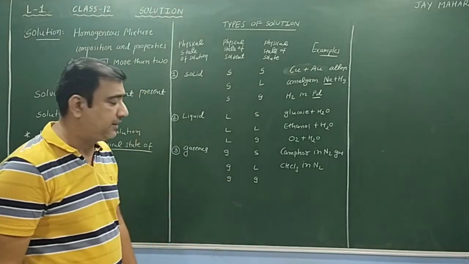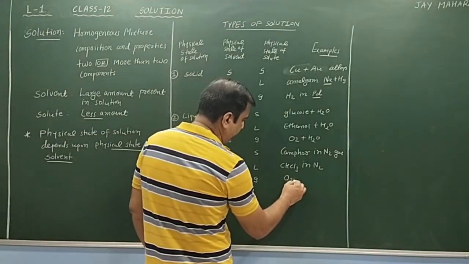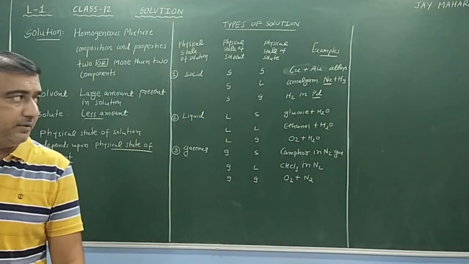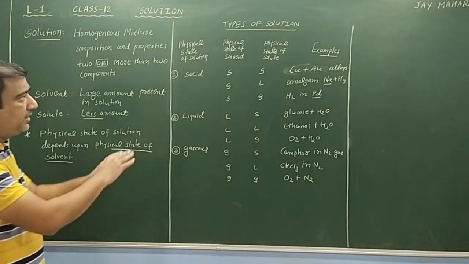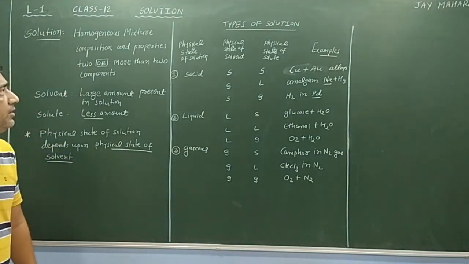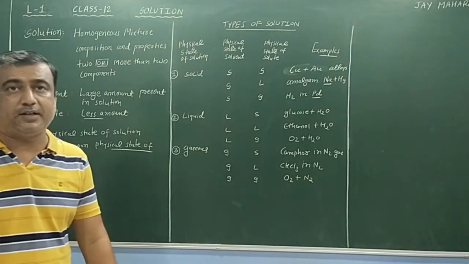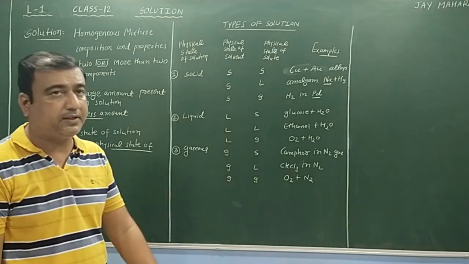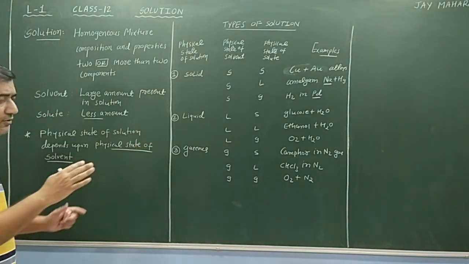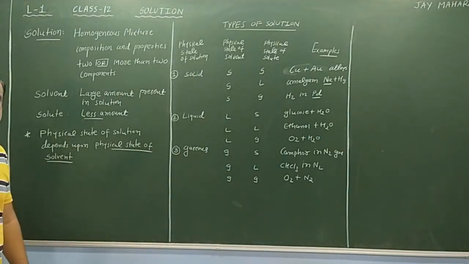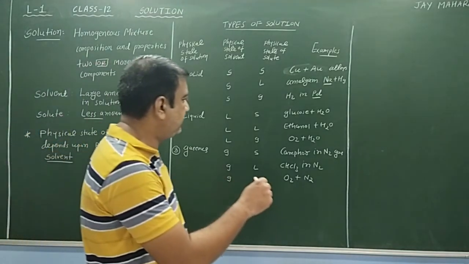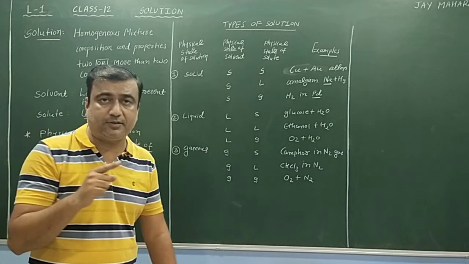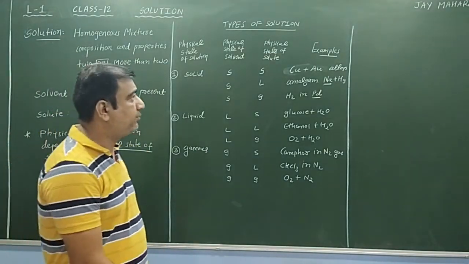Now both are in gas form, that means oxygen plus nitrogen gas, oxygen mixed with N2. These are the classifications based on the physical state of solute and solvent. Solutions can be classified into three categories. These are all binary solutions. Binary solution means having two components, and generally, as per syllabus, we are studying binary solutions. That means one component is solute and the second component is solvent.